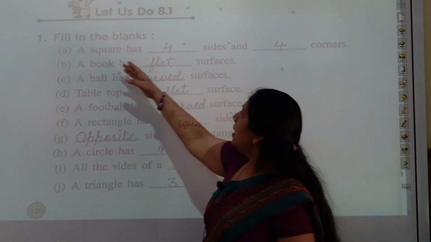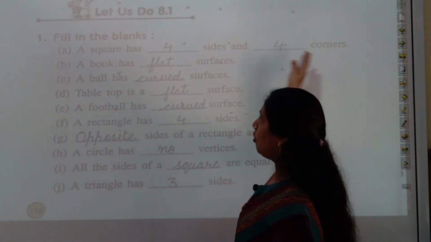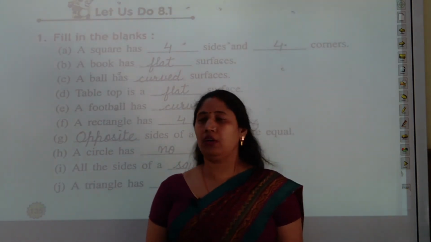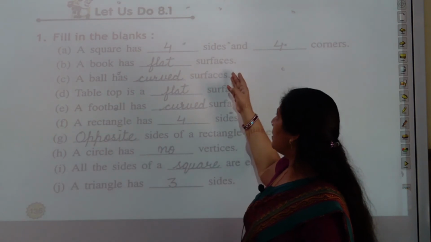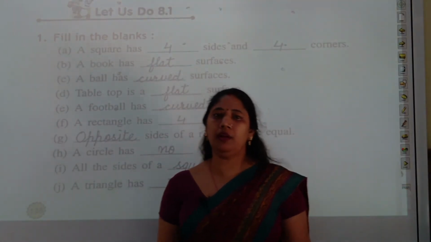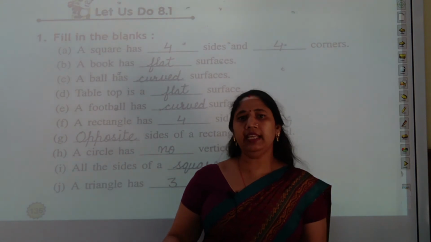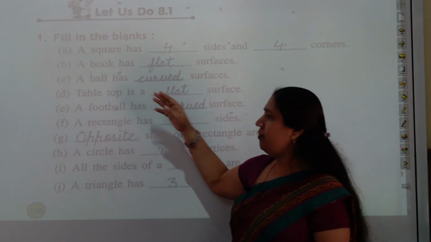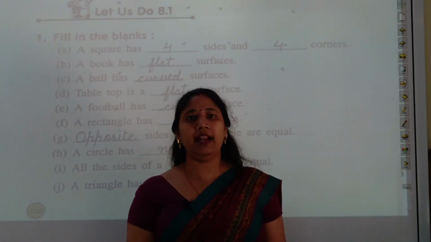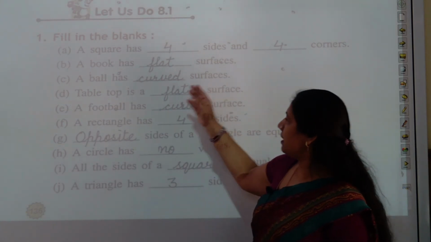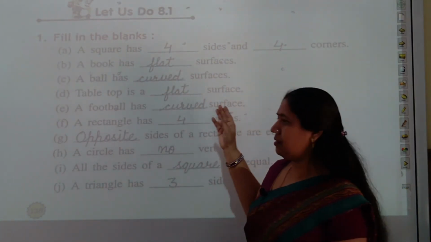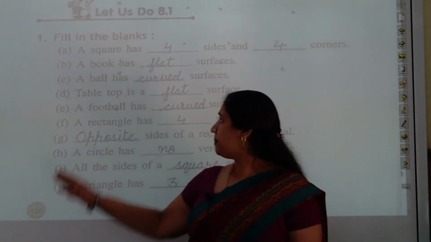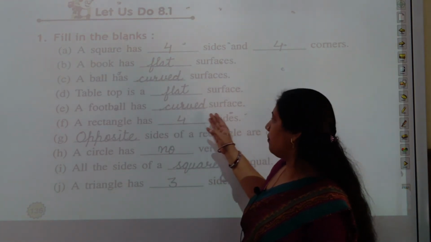Fill in the blanks. A square has dash sides and dash corners. So a square has 4 sides and 4 corners. A book has dash surface. When we push a book, it slides. So it has flat surface. A ball, when we push a ball, it can roll. So it has a curved surface. Tabletop is a flat or curved surface? So it has a flat surface. A football has curved surface.